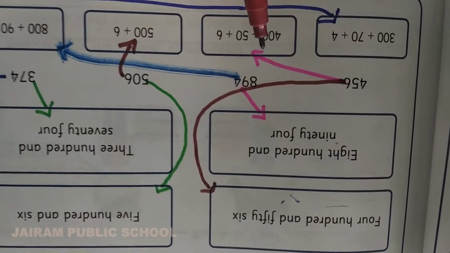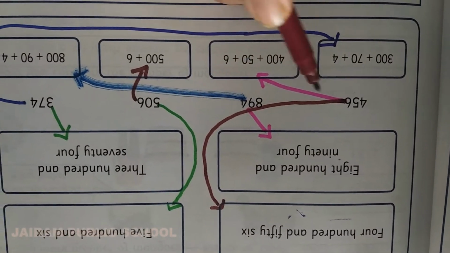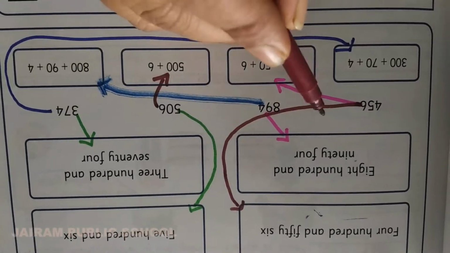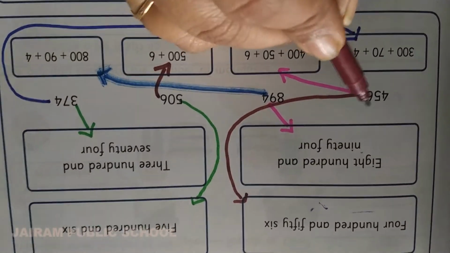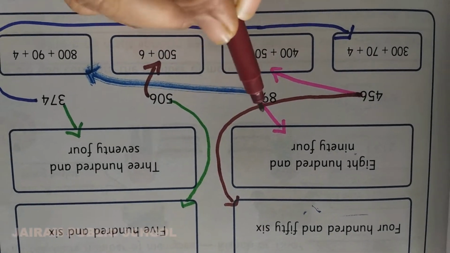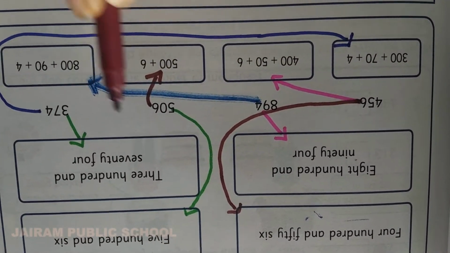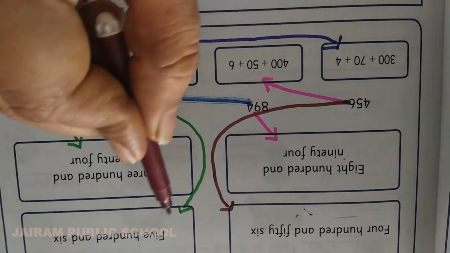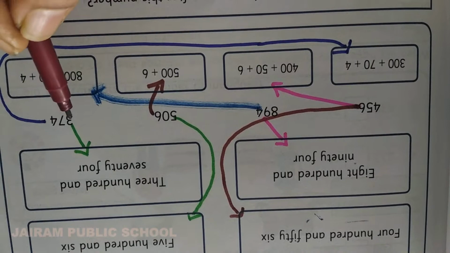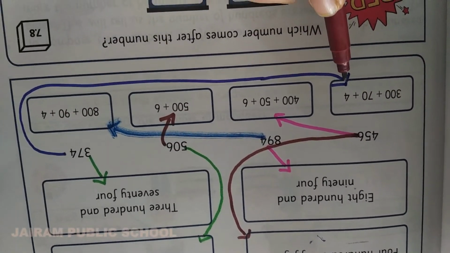Okay, Kana, we are just matching the number names and the expanded form for the given numbers. That's all. Okay, so see, for the first one, we have matched the number name and the expanded form. For the second number, here number name and expanded form. For the third number, here its number name and the expanded form. And for the last one, the number name is here and the expanded form is here.